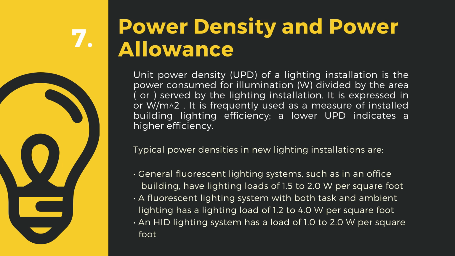Typical power densities in new lighting installations are as follows. Number 1. General fluorescent lighting systems, such as in an office building, have lighting loads of 1.5 to 2.0 watts per square foot. Number 2. A fluorescent lighting system with both task and ambient lighting has a lighting load of 1.2 to 4.0 watts per square foot. And lastly, an HID lighting system has a load of 1.0 to 2.0 watts per square foot.